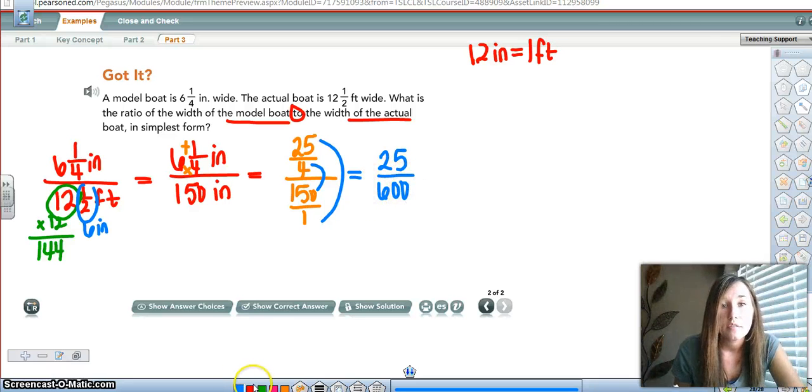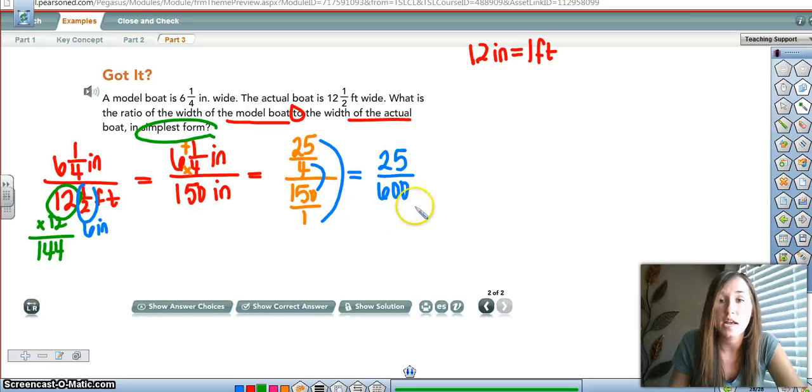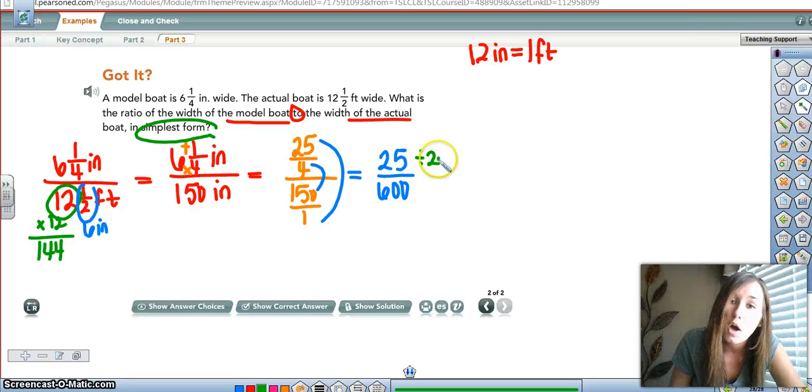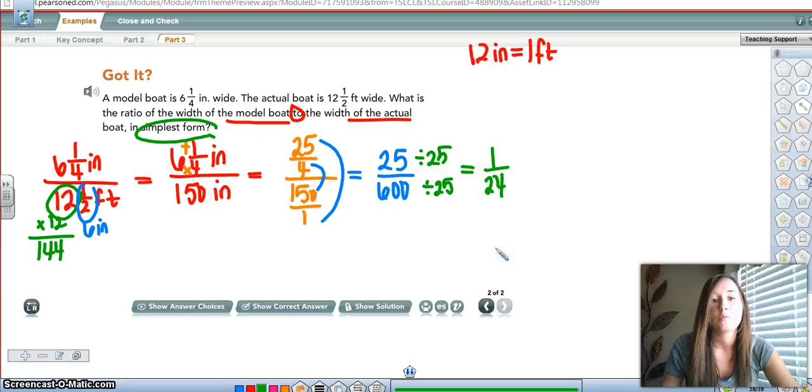Now I just can't forget to reduce, especially because my problem is asking for simplest form. It's probably always a good idea to go back and look at a word problem's question to make sure you're answering it and following all parts of the directions. So we could reduce by 25. That's the greatest thing we can reduce by. And then we would get 1 compared to 24.